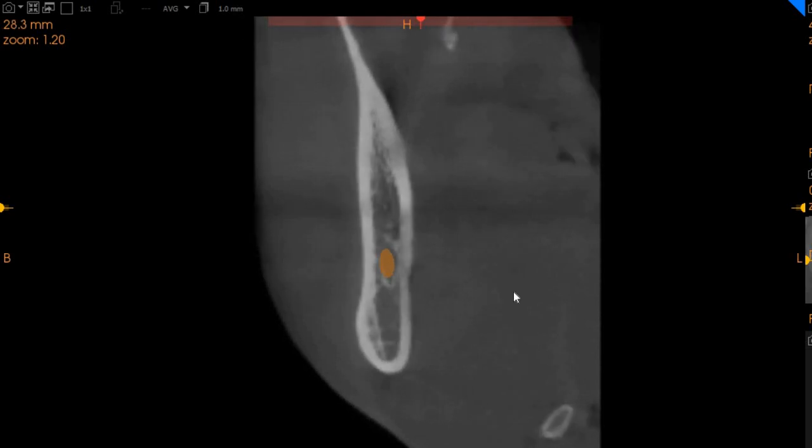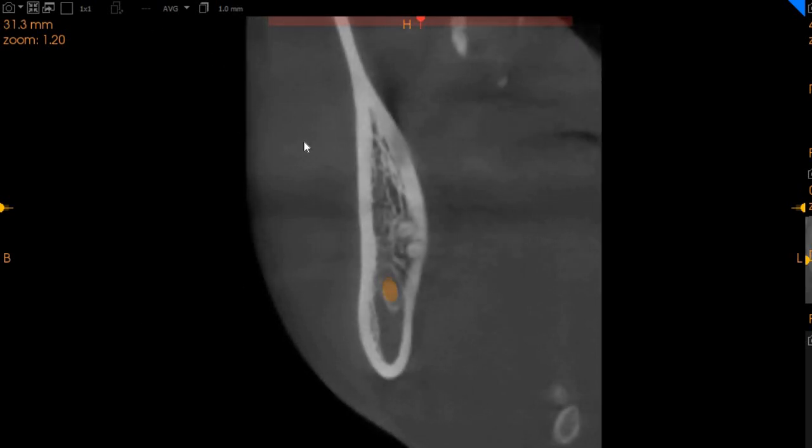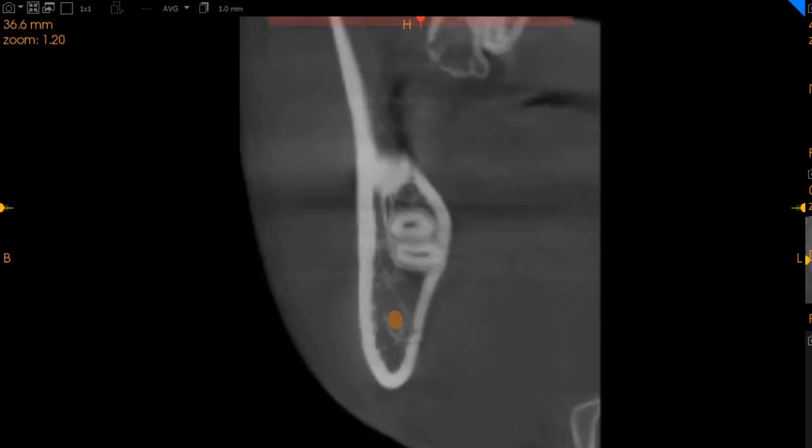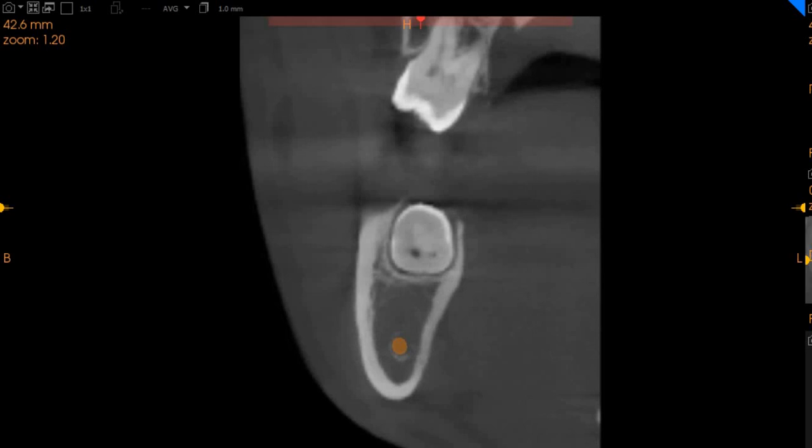As you move further distally, we can see that the inferior alveolar nerve is at its closest point 4.5 millimeters away from the inferior apex of the wisdom tooth. So the inferior alveolar nerve is in no way going to be damaged or cause problems during the extraction.